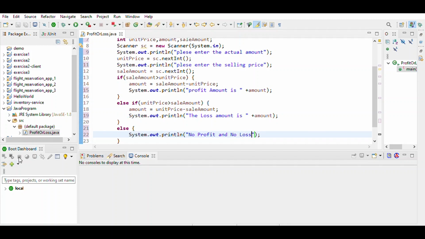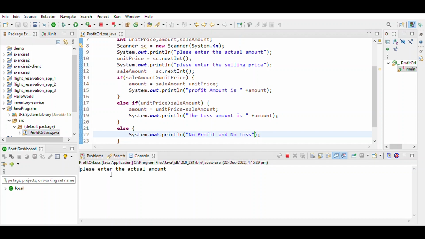Then save the program and run the program. Let's suppose we enter the actual amount for unit price as 4,500 and selling price as 5,600. Then profit amount is 1,100. That's it.